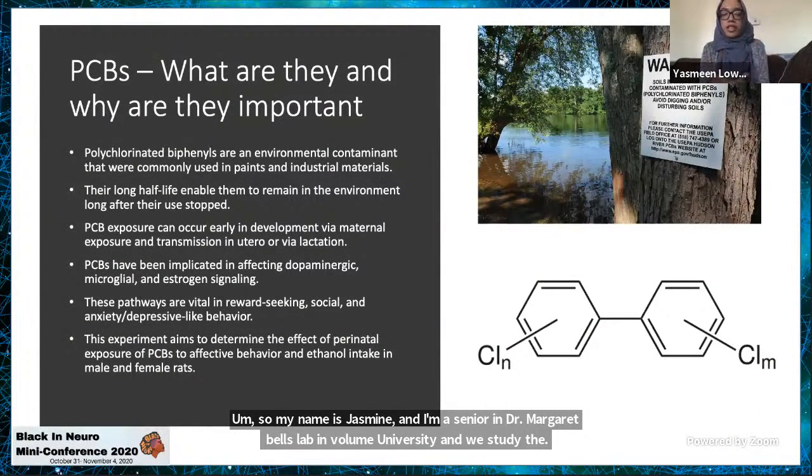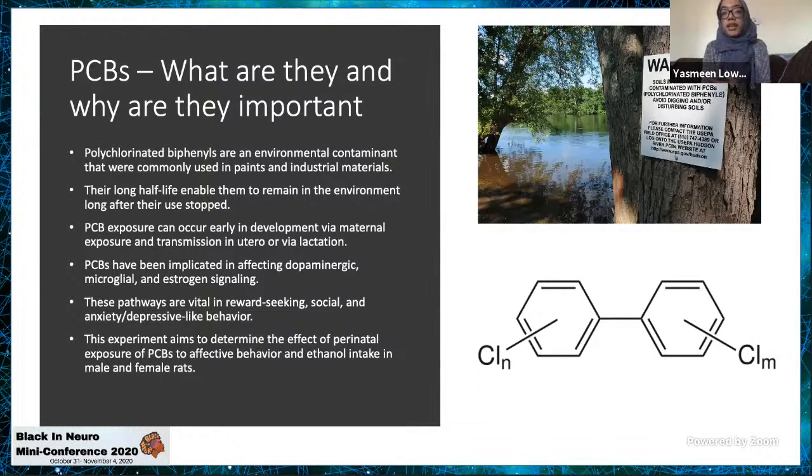PCBs are polychlorinated biphenyls, and they're an environmental contaminant that were commonly used in paints and industrial materials before they were banned in the 70s. Because of their long half-lives, they remained in the environment long after their use stopped. PCB exposure can occur early in development via maternal exposure or transmission in utero or through lactation.